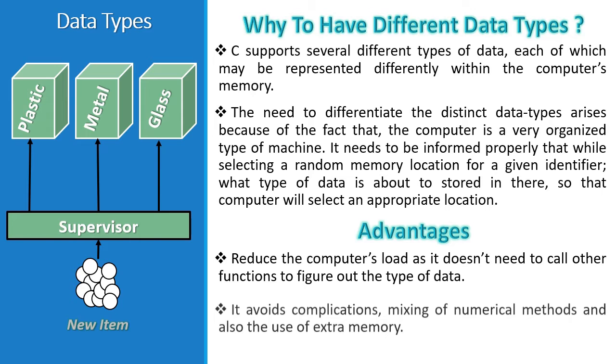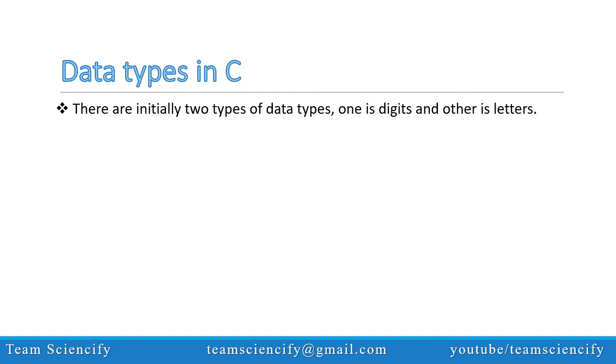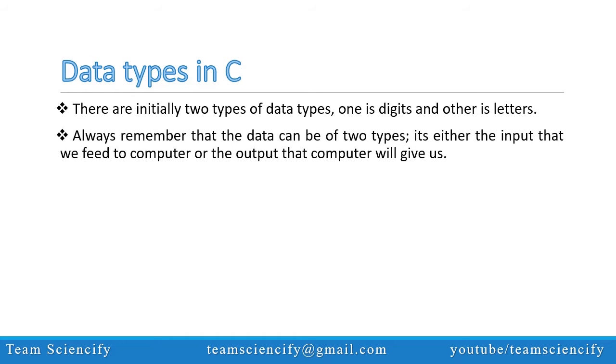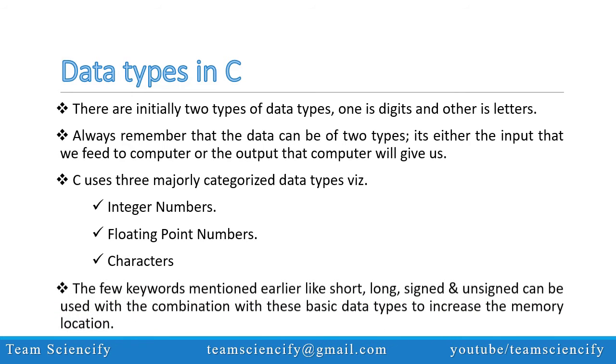In this section, we will be getting into more details of various data types in C. There are initially two types of data: one is digits and the other is letters. Always remember that the data can be of two types: either the input that we feed to the computer or the output that the computer will give us. C uses three majorly categorized data types: integer numbers, floating point numbers, and characters. The few keywords mentioned earlier, like short, long, signed, and unsigned, can be used in combination with these basic data types to increase the memory location.